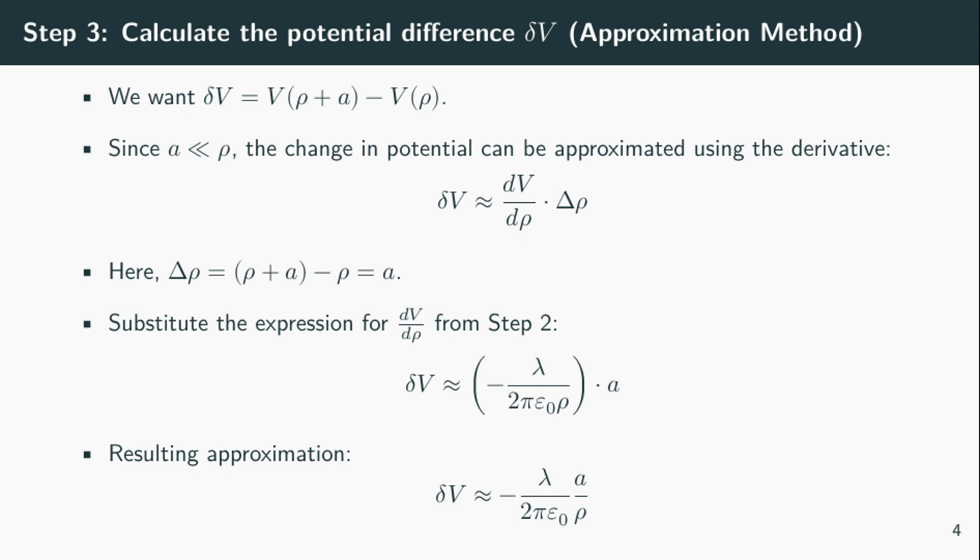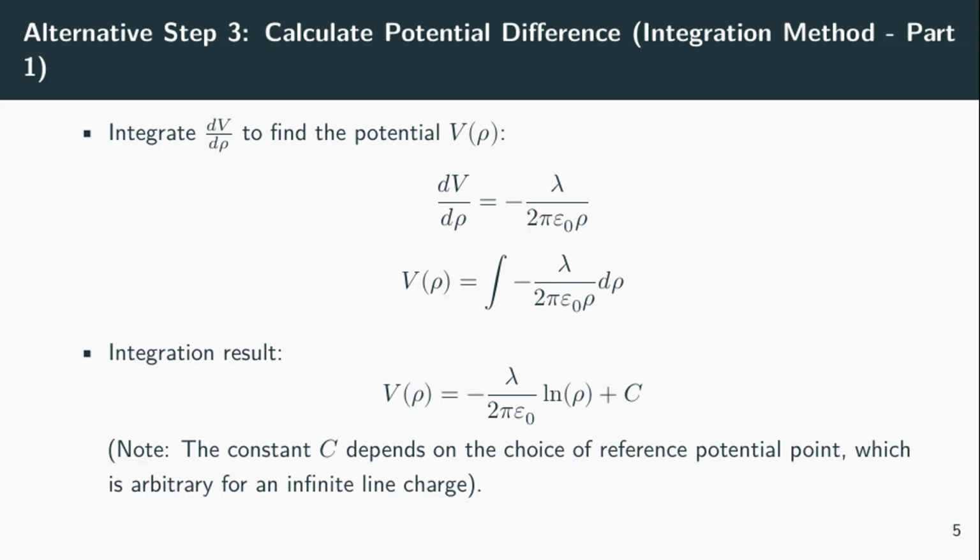We substitute the expression for the derivative from step 2, which was minus lambda over 2 pi epsilon naught rho. So delta V is approximately equal to minus lambda over 2 pi epsilon naught rho multiplied by a. This gives us the resulting approximation for delta V as approximately minus lambda over 2 pi epsilon naught times a over rho. Let's quickly look at an alternative way to calculate this, using integration just to be thorough.